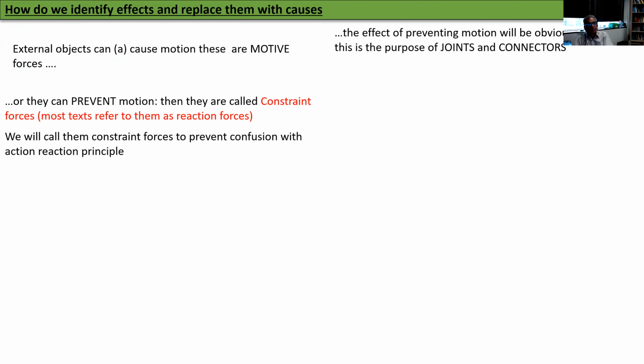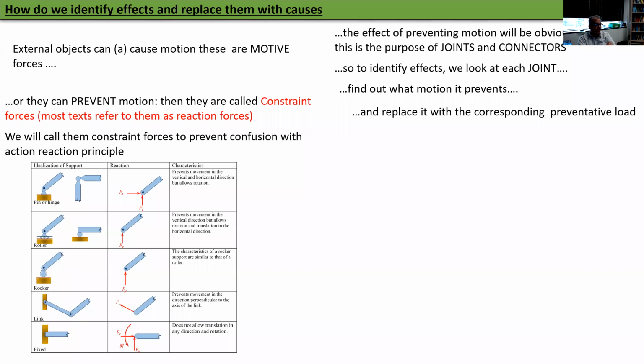So to identify the effects, we look at each joint, find out what motion it prevents, and replace it with a corresponding unknown preventative load. And you've seen these things. That is what these kinds of diagrams represent. I'm sure you have seen that in your statics and dynamics class, where people drew these diagrams. So they tell you, for example, a pin or hinge joint allows free rotation, but prevents translation. So we have two preventative effects, causes, Fx and Fy, whose values are unknown.